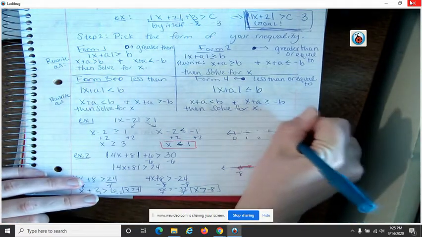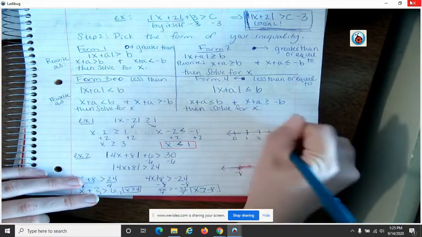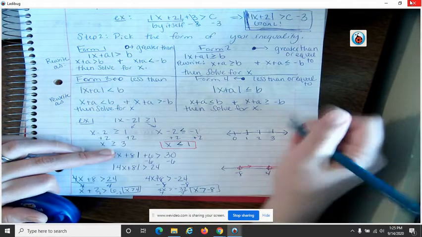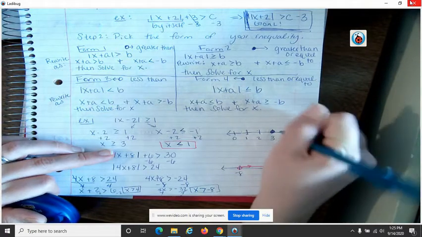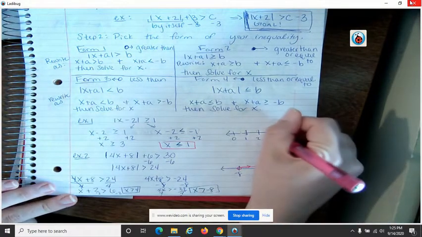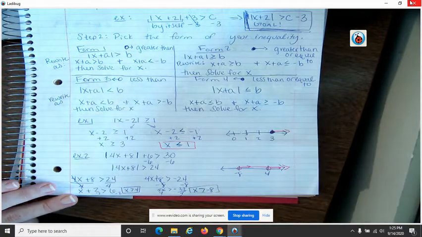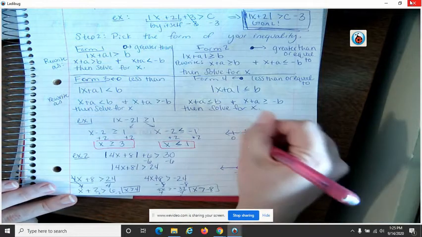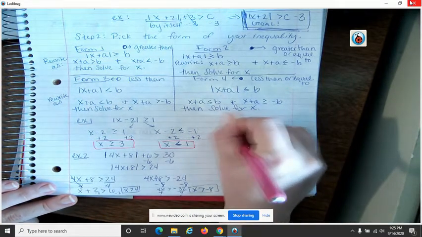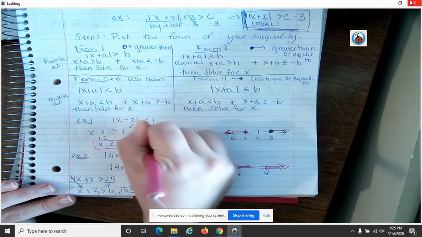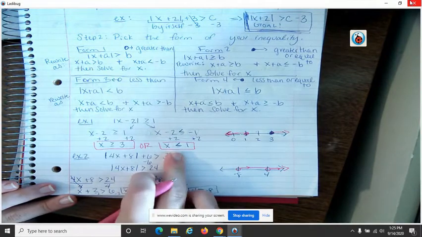So I have 1, 2, and 3. Okay, 0, 1, 2, and 3. I know that my number has to be greater than or equal to 3. Let me do this in a different color. So greater than or equal to 3. Okay, that's this guy. And I also have to have less than or equal to 1. So I put my solid dot there. Okay, so my x can be in either of those regions. It can be greater than or equal to 3 or less than or equal to 1.